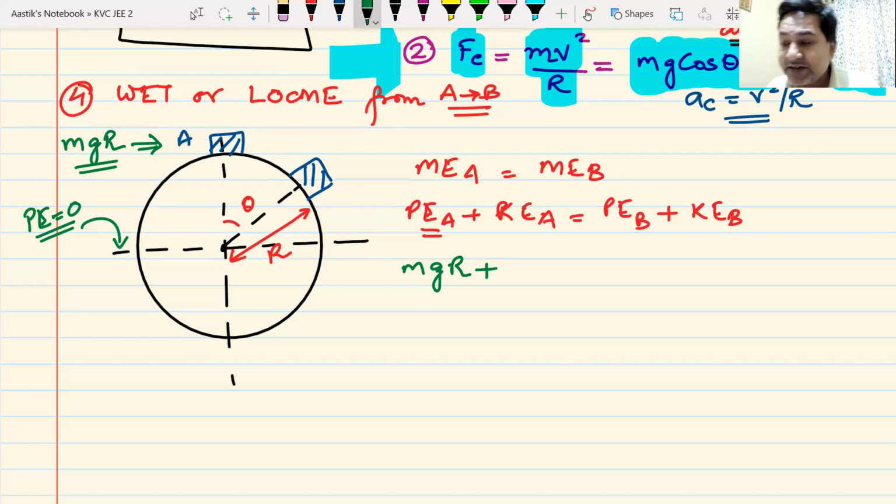What about the kinetic energy at point A? It is 0, sir, because it is at rest. So far, so good. Now let us move on to potential energy at point B. To find out the potential energy at point B, you got to find this height. Can anyone tell me how much is this height?